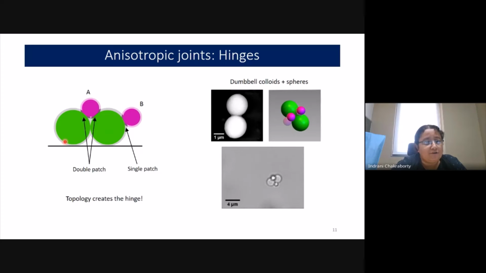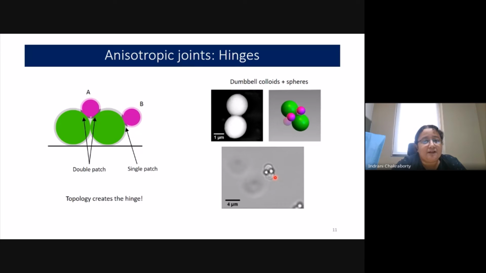So over time, all of the particles diffusing on the surface of these outer lobes will fall into the waist region, and the only freedom of motion that they have will be increasing the distance or decreasing the distance between them while being confined to the waist region. So that is like a hinging motion. So topology here creates the hinge.